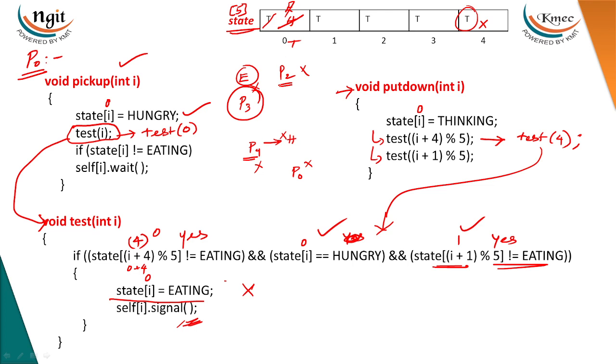Suppose that P2 is eating and P3 wants to check. So P2 is eating, while P4 is not eating and is feeling hungry, but this condition fails here. If any one of the conditions fails, then P3 has to wait. So this is how the code is implemented.